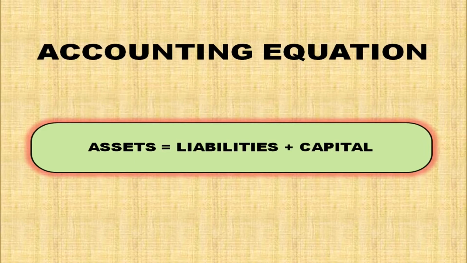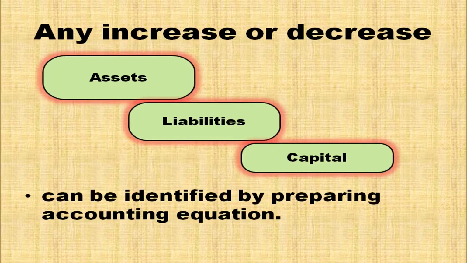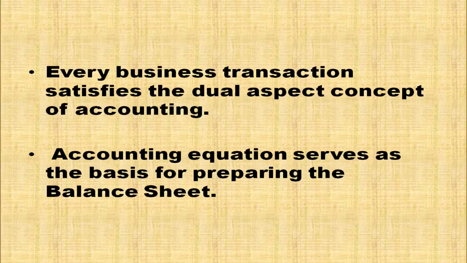Once again, the accounting equation is expressed: assets equals liabilities plus capital. The accounting equation is affected by every business transaction. Any increase or decrease in the assets or liabilities or capital can be identified by preparing the accounting equation. Every business transaction satisfies the dual aspect concept of accounting. You have studied the dual aspect concept earlier. That is, every transaction is affecting two aspects. And the accounting equation serves as the basis for preparing the balance sheet.